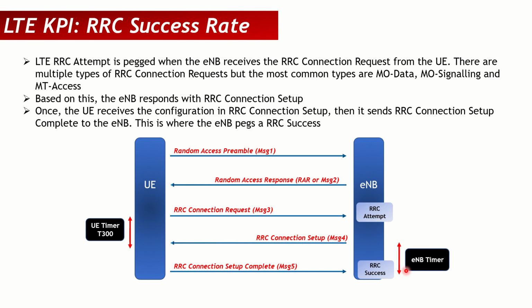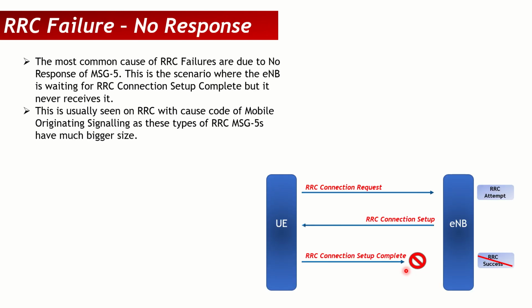Now let's move on and understand the most important kinds of failures or limitations we have on the RRC success rate. One of the most common issues that we face for the LTE RRC success rate KPI is the RRC failure due to no response. Now what does that mean? That means that the UE sent RRC connection request, the eNodeB responds with RRC connection setup, and the UE sends RRC connection setup complete, but the eNodeB does not get it, or the eNodeB could not decode it. In that case we see an RRC failure, and we have a lower RRC success rate. This is the most common scenario, which is normally seen in coverage scenarios. So when you have a coverage issue, the RRC connection setup complete will have a higher problem.